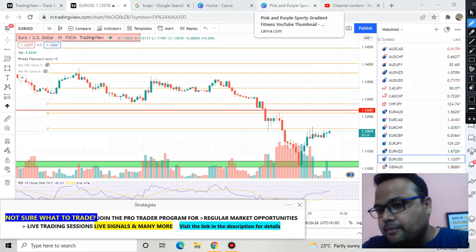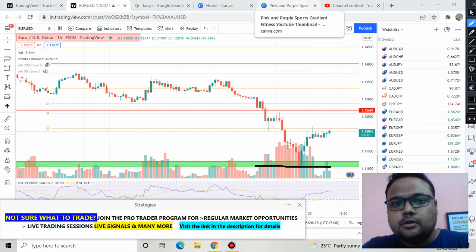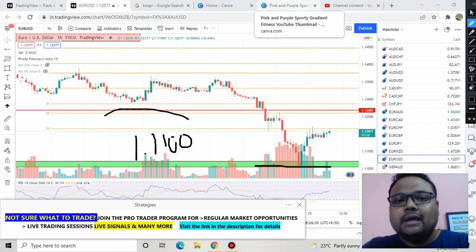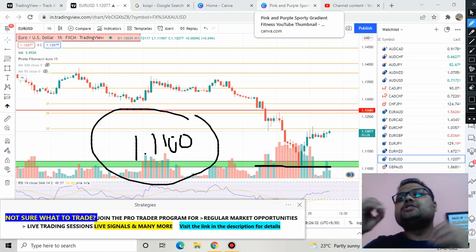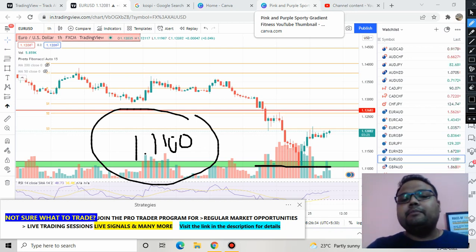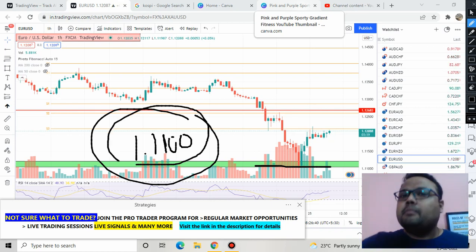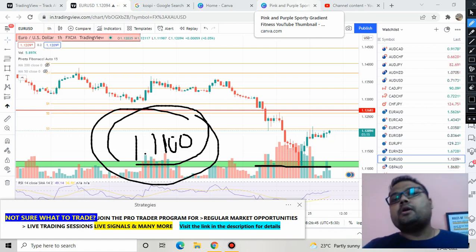This level will be very, very important for the day: 1.1100. In case a sharp fall comes again, please take a sell position below this level. If you find EUR/USD trading below this level or breaking down this level, take a sell. This level will be very, very important for us.